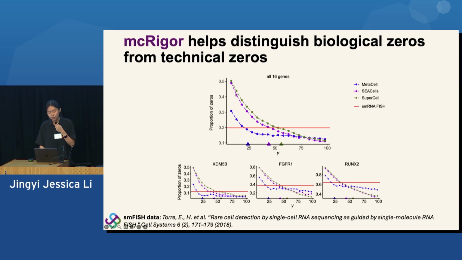And we can see that as we increase the gamma for each of the 3 metacell methods, the zero proportion will go down as gamma goes up. But where should we stop, right? Using our mcRigor to pick the optimal gamma for each method, we look at the triangles. They are the optimal gamma for each method. And at these optimal gamma, the remaining zeros in the metacell profiles tend to agree well with the zero proportion in single molecule FISH data. This is an indirect validation to say that the gamma we chose is reasonable.